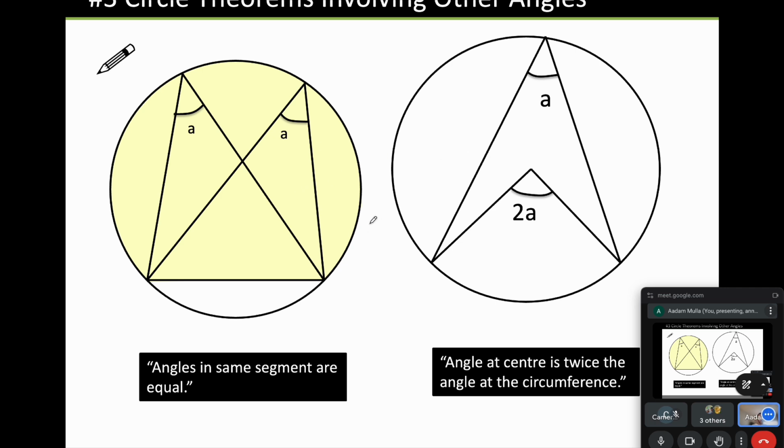Just have those two down. Also, there's been a few occasions where sometimes my screen will just stop sharing. Just let me know if that happens, and then I'll redo it.